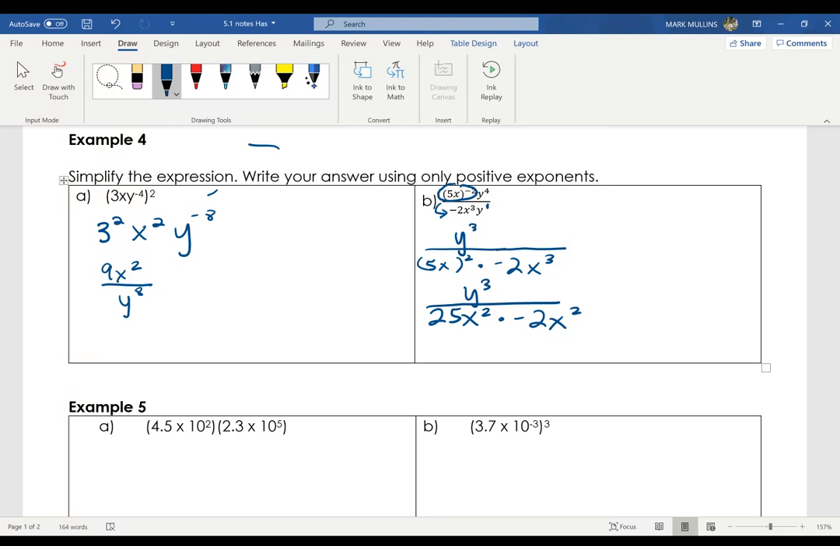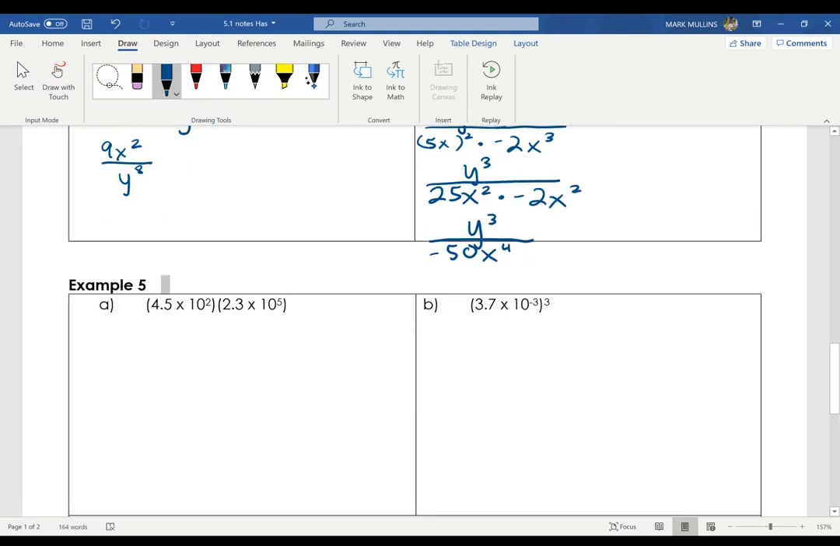I think I can continue this with just one more line. So my y cubed is alone in the numerator, and now in my denominator I have x in more than one spot. I can put those together. So negative 2 times 25 would be a negative 50, and x squared times another x squared would be x to the 4th power. So we are adding these exponents because they're next to each other, so we get x to the 4th. But we're multiplying the coefficients.